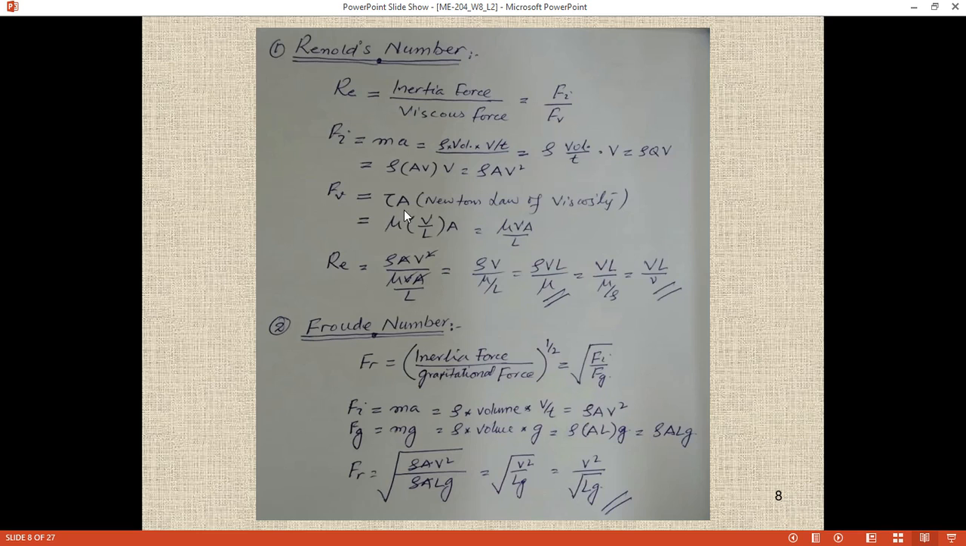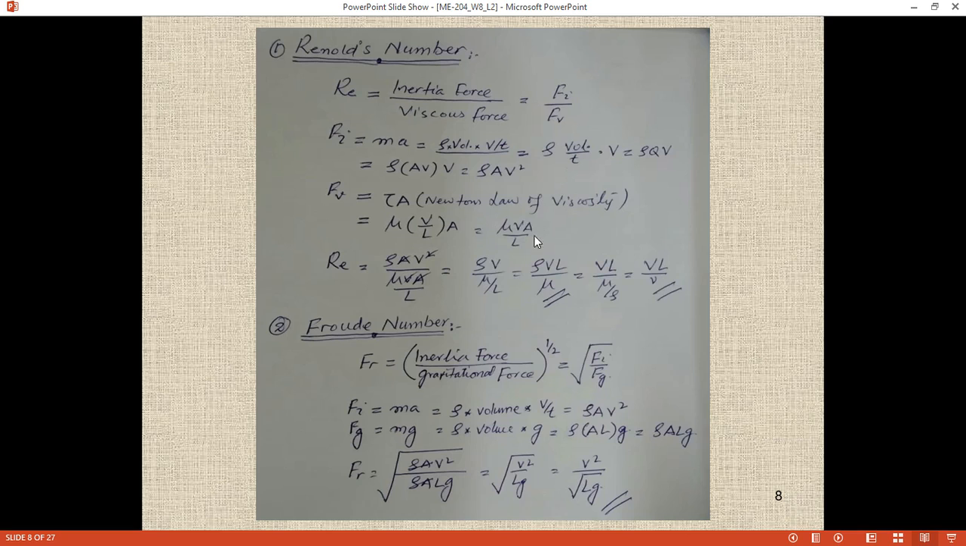So what is tau? Tau is basically the shear stress. The shear stress is equal to viscosity times the velocity gradient, V over L, multiplied by the area. Area is here. So this is mu V over L times A. So this is the viscous force.